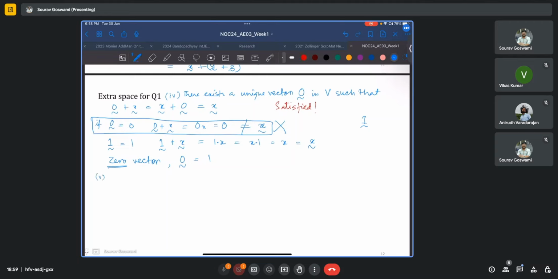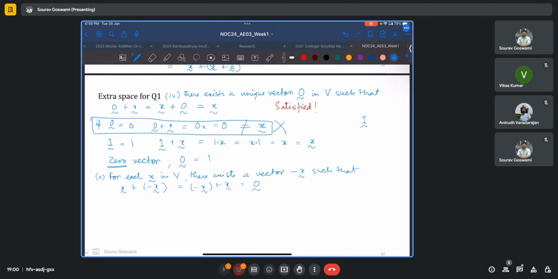Let us examine or test the fifth axiom. So for each vector x in the vector space V, there exists a vector minus x such that their sum, which will of course be commutative, shall equal the zero vector.